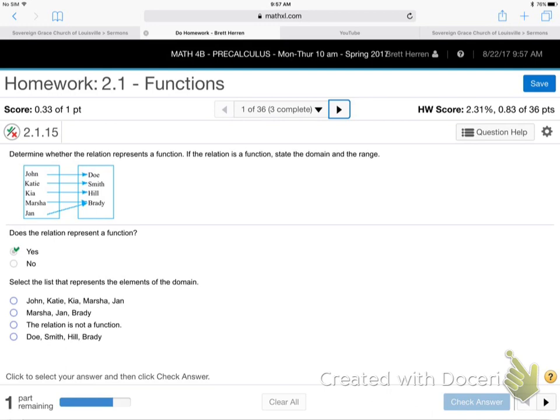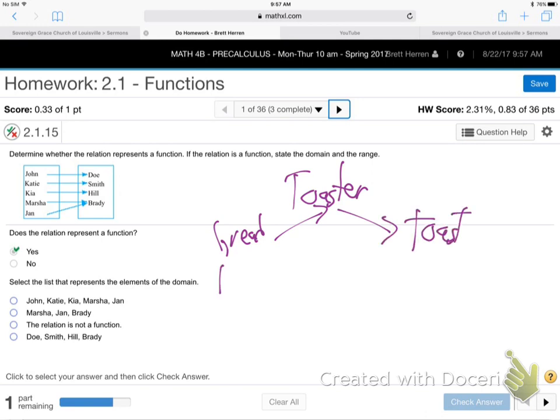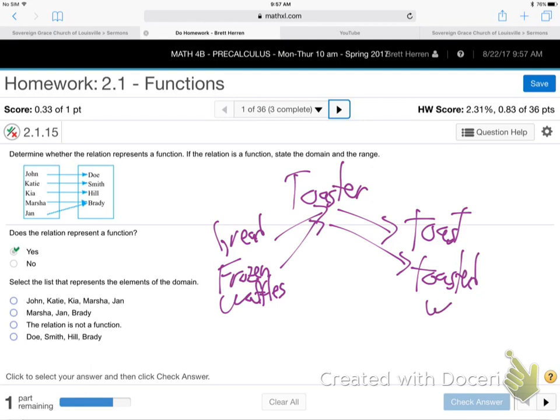A toaster is a function, for example. Just to give you a real life practical example. A toaster sets up a relationship between bread and toast. You put bread into the toaster, what comes out? Toast. You put frozen waffles into the toaster, what comes out? Toasted waffles. So a toaster is a function, meaning what? Meaning it's a connection. In fact, you could draw the arrows this way. You could just draw the arrow straight from bread to toast and frozen waffles to toasted waffles.